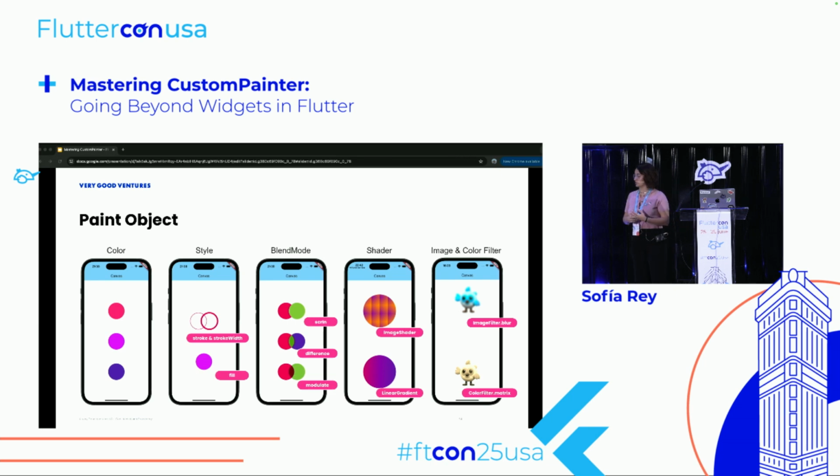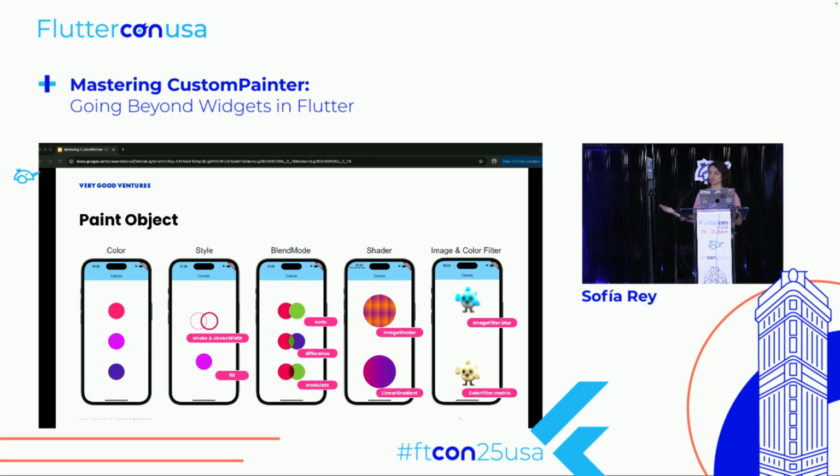Then you can also change the shader. Shaders are basically small programs that run in your GPU and tell it how to fill a certain space. You can use the Flutter built-in ones, which are image shader or linear gradient, or you can even create your own using GLSL, which is the language for programming GPUs.